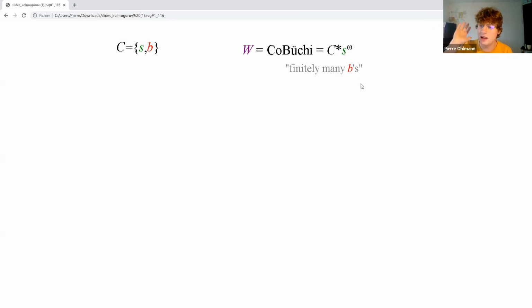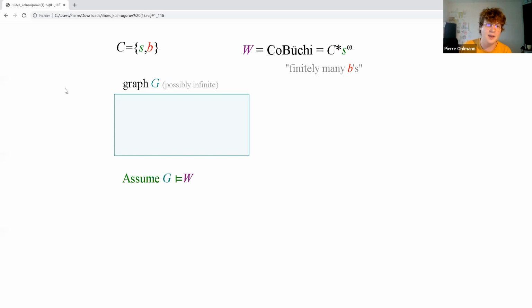But now, as I said, we will not speak about games. We will really speak about graphs. And to prove something on games, we will look for a property of graphs. So that's what we're going to do. We take a graph, which is possibly infinite, and we assume that the graph satisfies the objective.